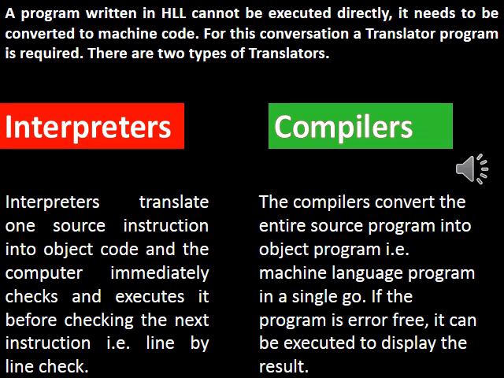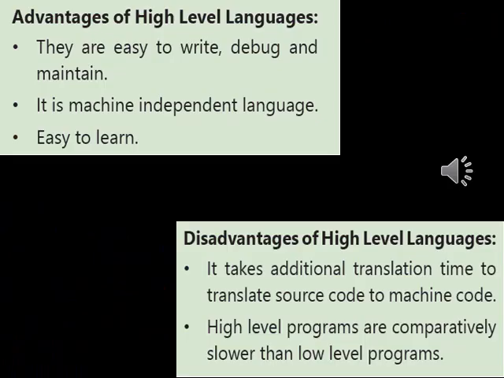They just read the program thoroughly and convert it in a single go, right? Now the advantages and disadvantages of high level language. Advantages can be they are very easy to write, debug and maintain. It is a machine independent language and it is easy to learn, and as it is just like the English language, so it is very easy to learn and very easy to write programs and to find the errors and to rectify them.